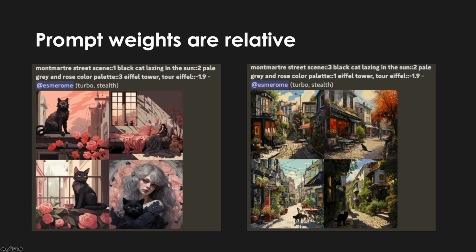Here are 2 different prompts with the same 3 prompts inside. We call this a multi-prompt, where you have multiple prompts with or without weights. When you have multiple prompts separated by 2 colons, that's called a multi-prompt. The 3 prompts for all of these are Montmartre street scene, black cat lazing in the sun, and pale gray and rose color palette. And then we've got 1 negative prompt, which is Eiffel Tower and Tour Eiffel, which is -1.9.